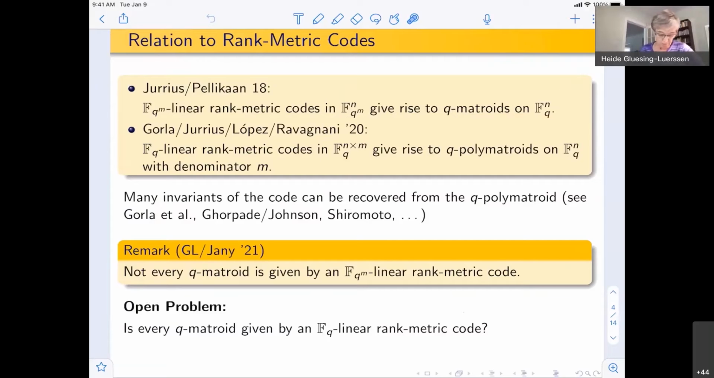But it leaves open the question whether every q-matroid is induced by an Fq-linear rank metric code, just a matrix rank metric code. In some cases, they give rise to q-matroids, so denominator 1, if you want. So is every q-matroid induced by an Fq-linear rank metric code? I believe the answer is no, but we don't have an example yet. The examples get quite big quickly, or the cases rather. But that's also not the topic I want to talk about.